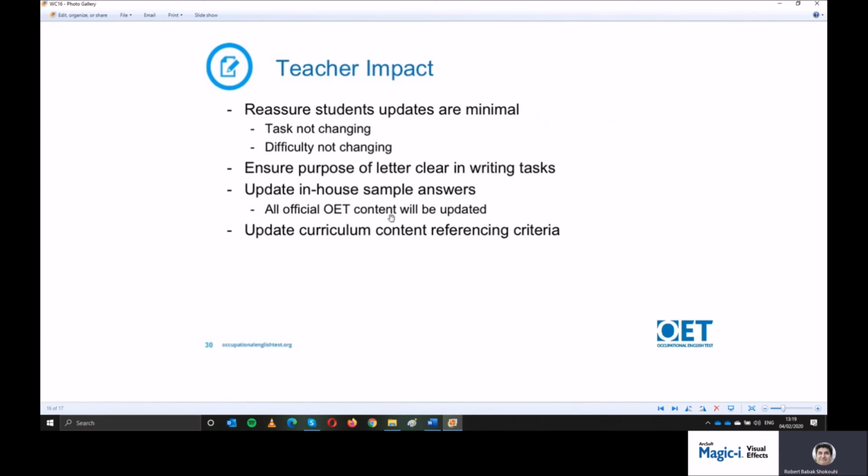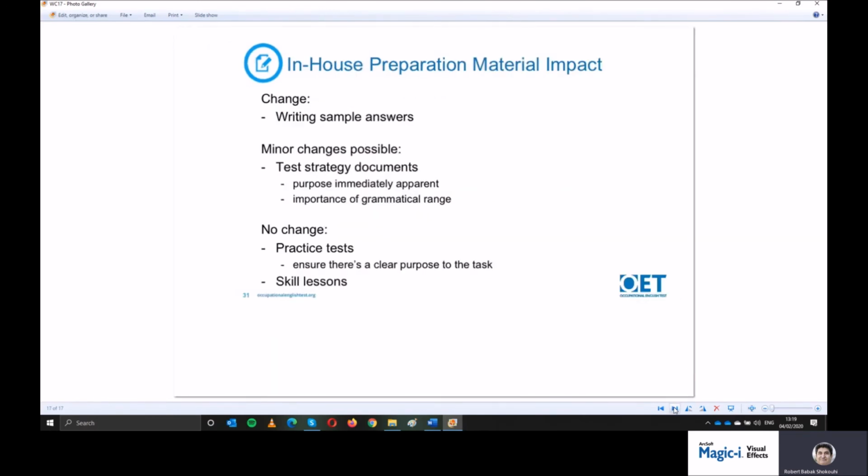All official OET content will be updated soon, okay? And update curriculum content. So basically the changes are: writing sample answers have a big change. Minor changes to test strategy documents, with the purpose immediately apparent. So you need to emphasize this, and less importance of grammatical range. So it's no longer necessary. What doesn't change is the practice tests and the skills.